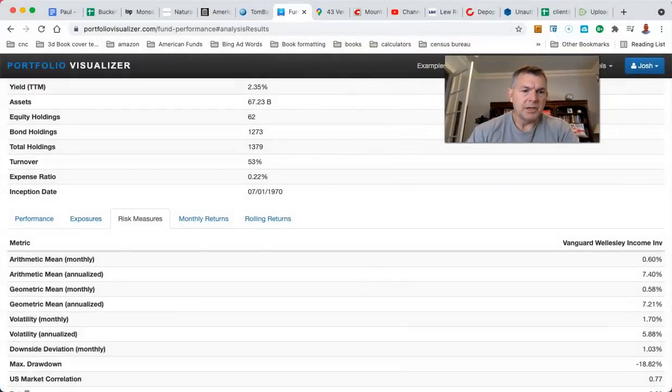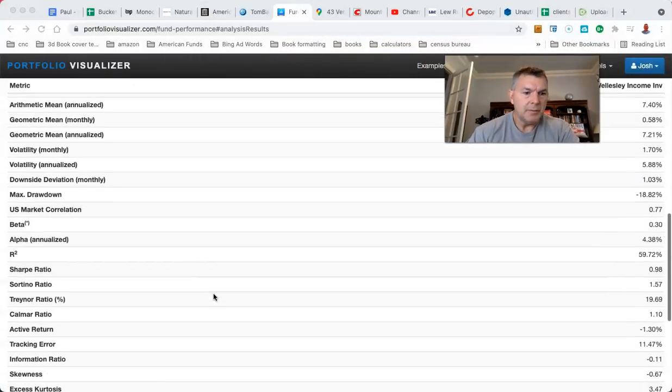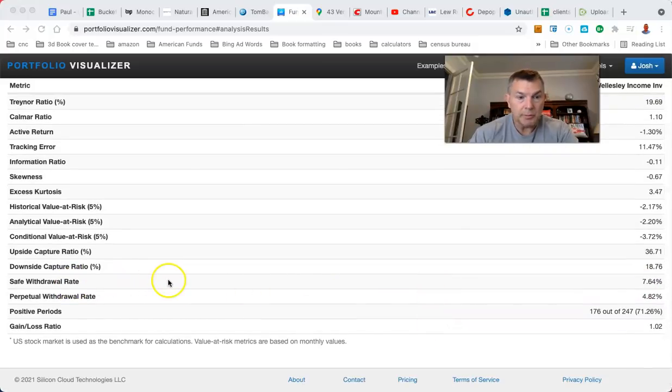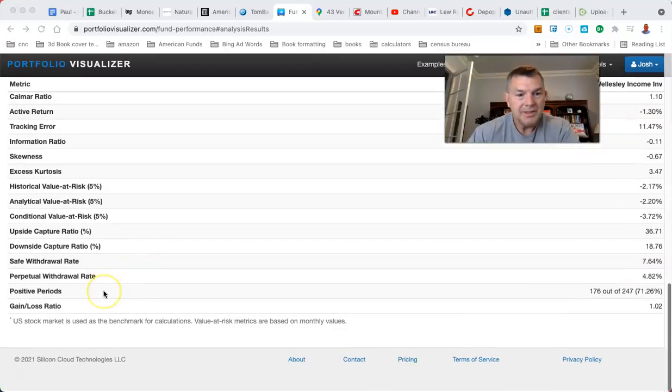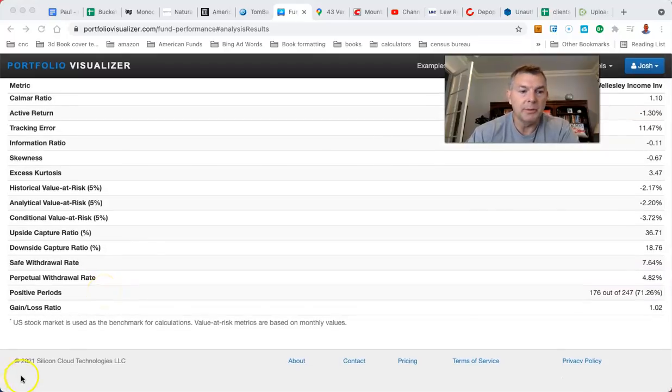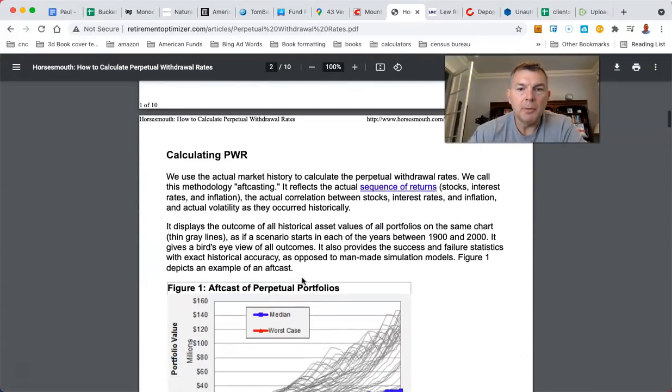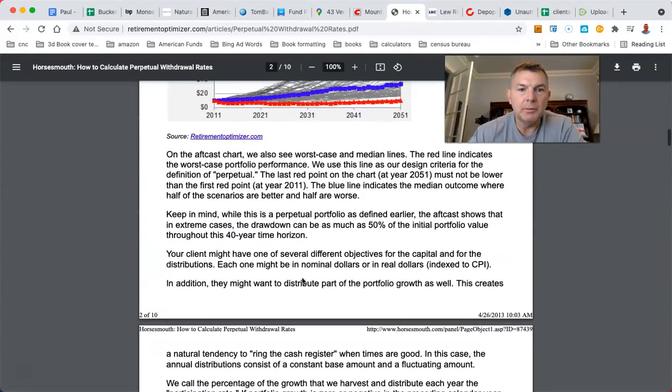Yeah. All right, so let's look at, I don't know if it gives a safe withdrawal rate. Let's check it out here. All right, so we're going to go to safe withdrawal rate. I can't remember. Yeah, right here. Safe withdrawal rate, 7.64. Perpetual withdrawal rate. What's the difference between safe and perpetual? I forget. Hold on, so let me find out. Look at my man Jim Otar, whatever his name is. Perpetual withdrawal rate. Let's see what we got.